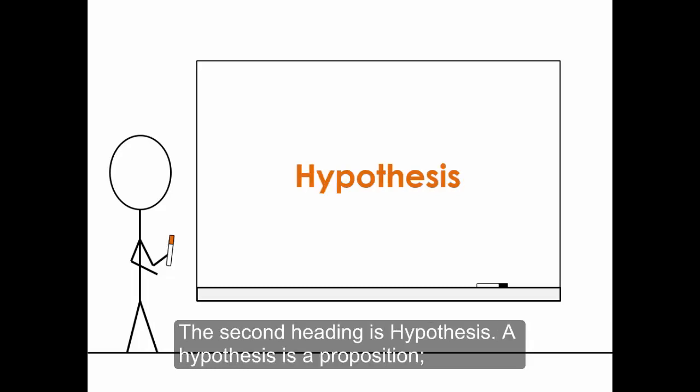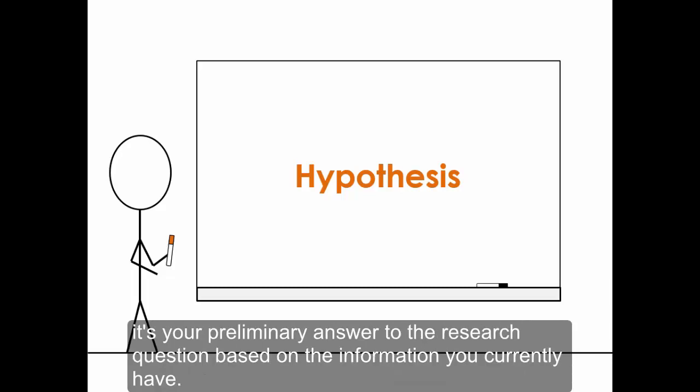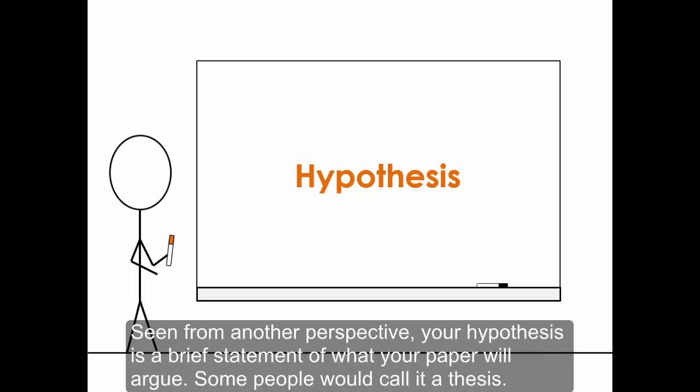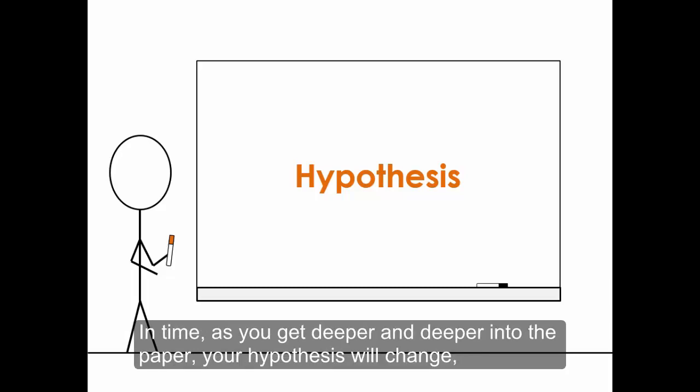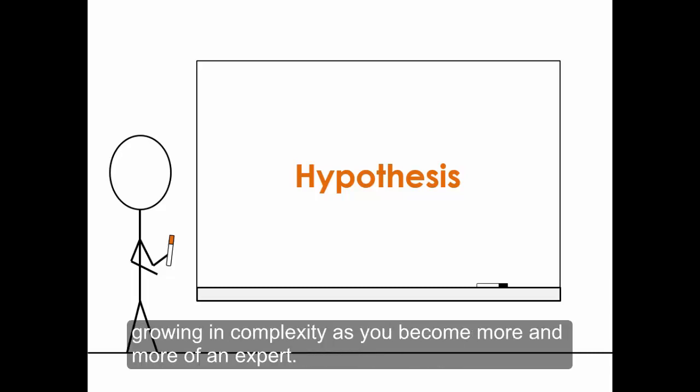The second heading is hypothesis. A hypothesis is a proposition. It's your preliminary answer to the research question based on the information you currently have. Seen from another perspective, your hypothesis is a brief statement of what your paper will argue. Some people would call it a thesis. At this point, your hypothesis can be quite short, just a few sentences long. In time, as you get deeper and deeper into the paper, your hypothesis will change, growing in complexity as you become more and more of an expert.